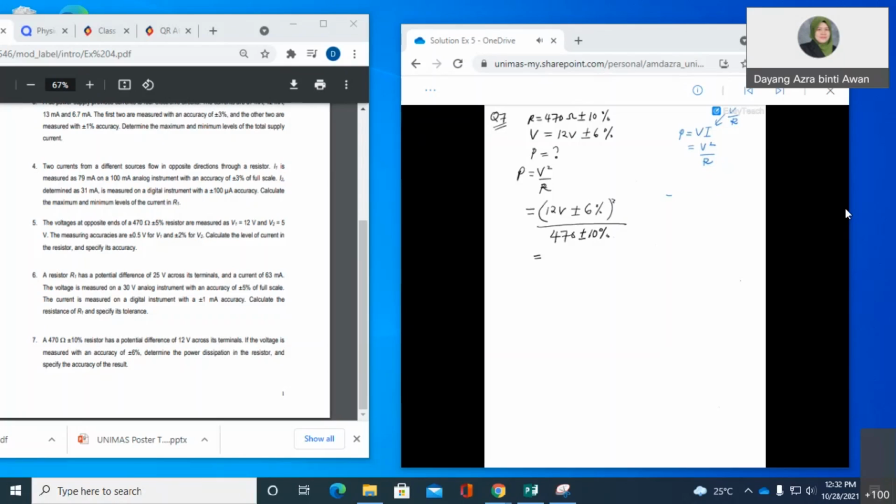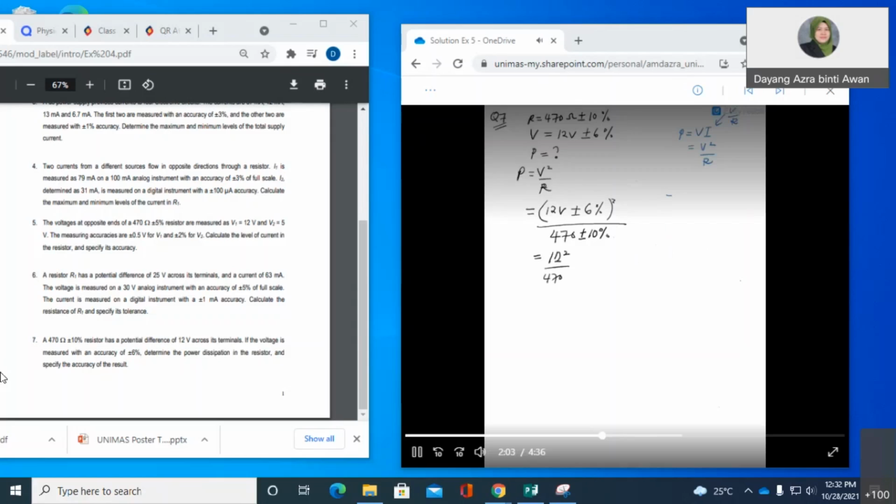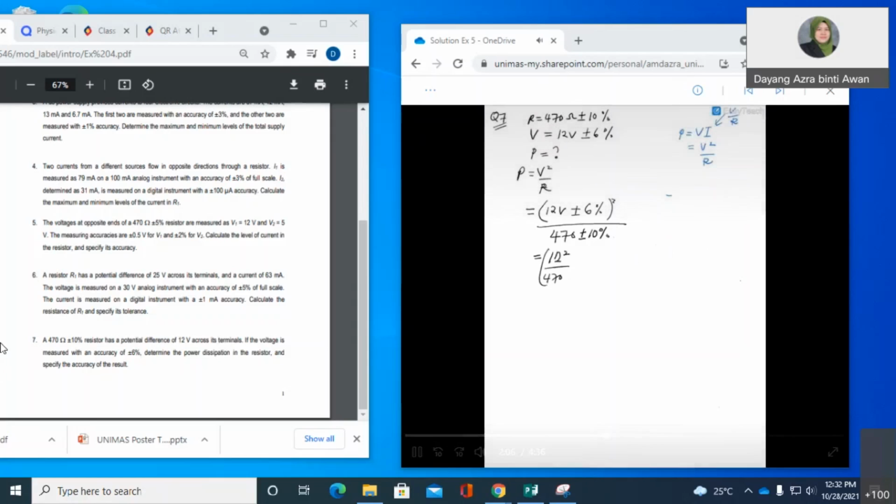So we have the errors and also the value of the power first. The value of the power is 12 squared divided by 470. So here we have 144 divided by 470, which gives 0.306 watt, but we don't know the error of the power yet. So we just calculate this value first, and that's why you get the 0.306 watt.